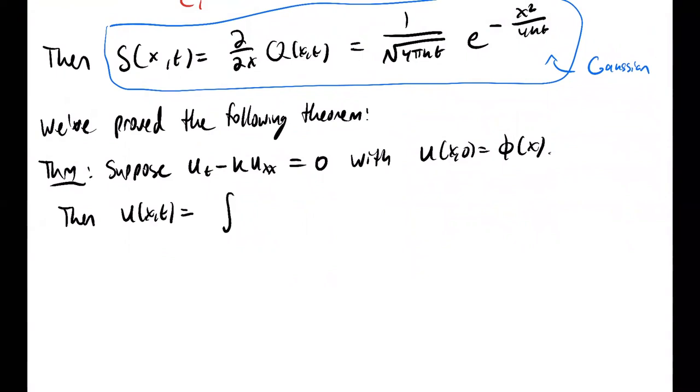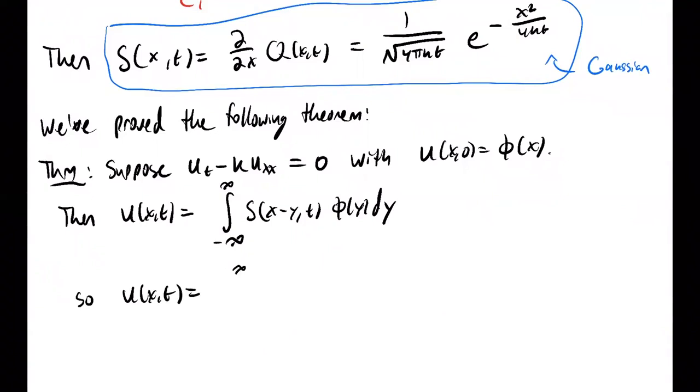Right, so U is given by the integral from minus infinity to infinity of the source function at x minus y comma t times phi of y dy. But now we know what our source function is. So U of x,t is equal to the integral from minus infinity to infinity of this Gaussian function.